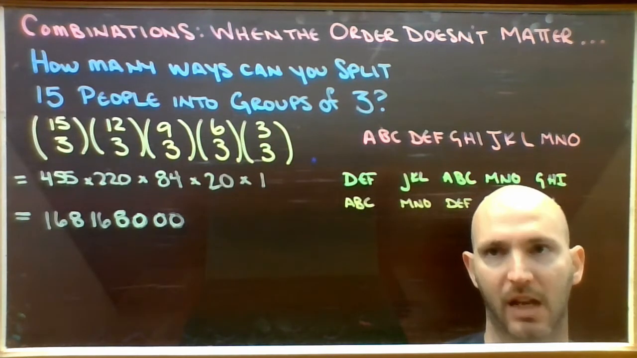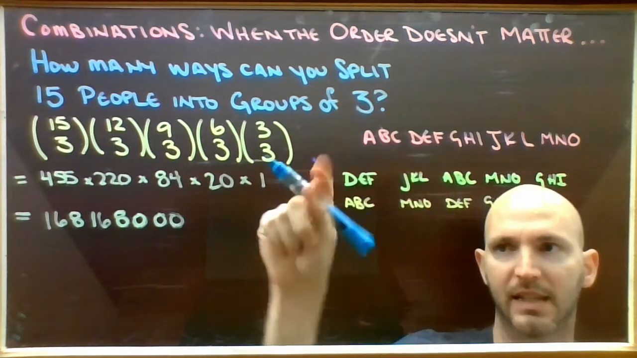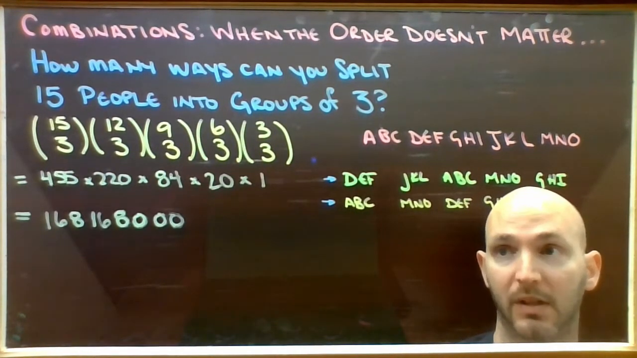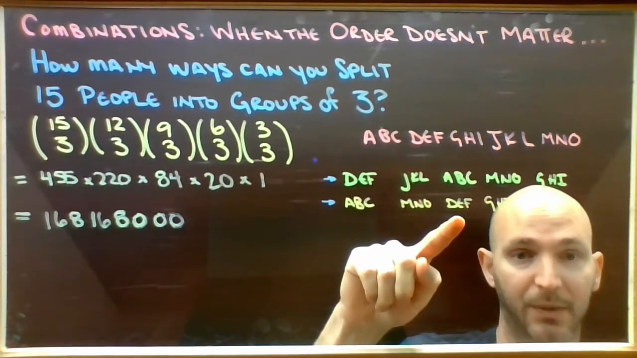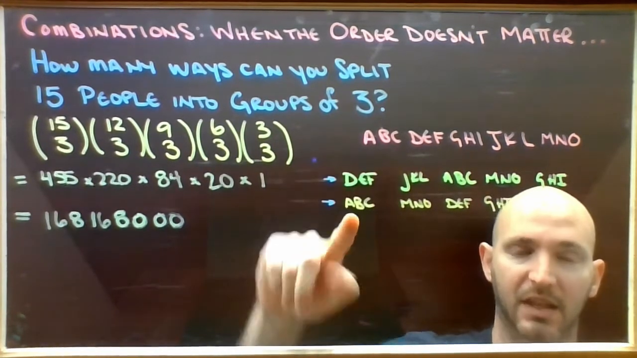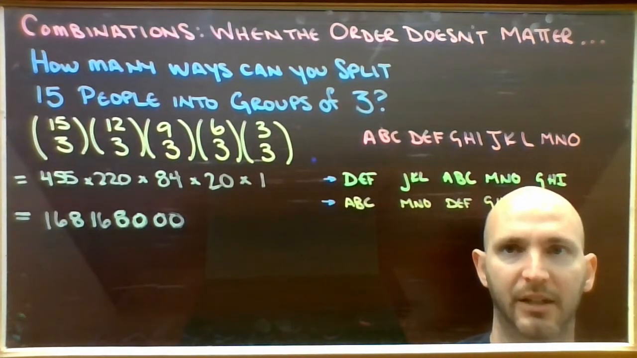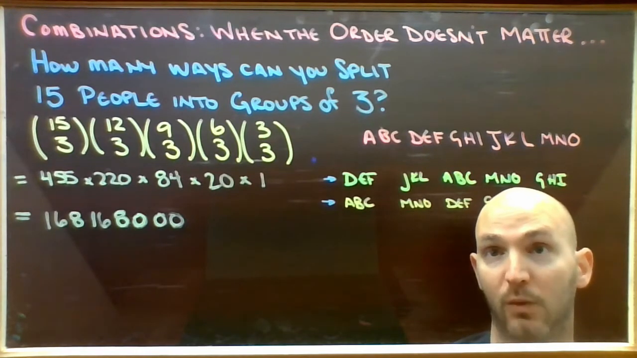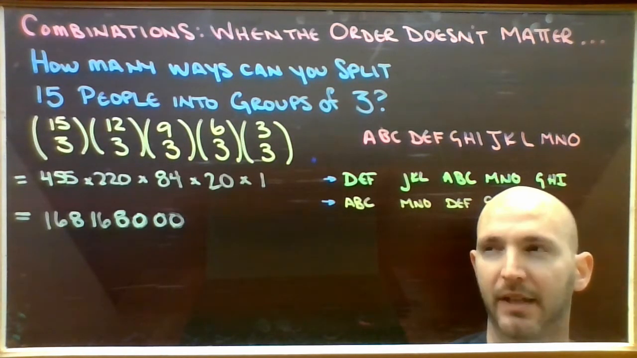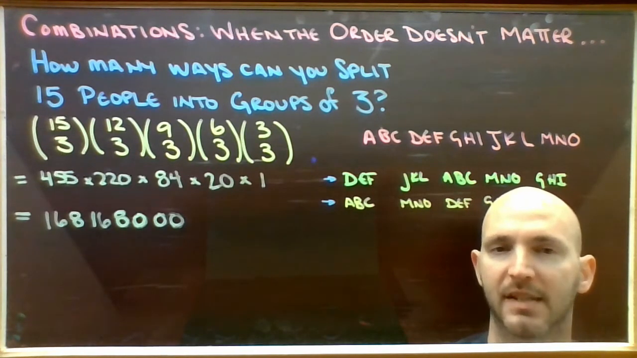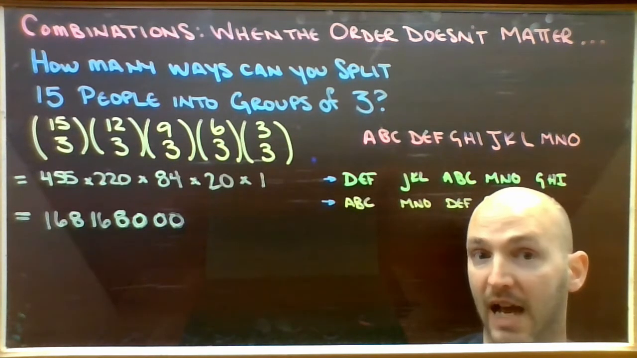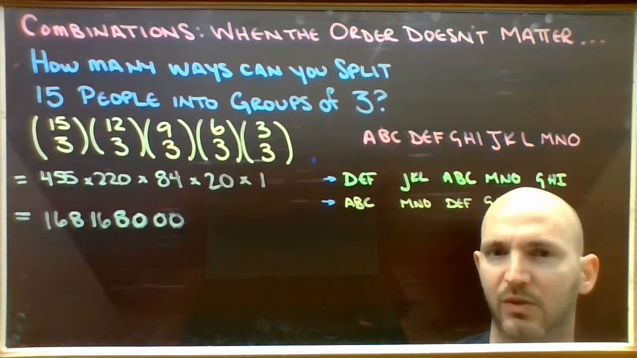But here's where the error lies. If I look at this set of groups here and this set of groups here, they're the same groups. D, E, and F are still together in a group. J, K, L are still together in a group. A, B, C are still together in a group, etc. The only thing I've done here is shuffle the order in which I made those groups. And this question doesn't say anything about ordering. It doesn't say that the first group is more important than the second group, or that the first group has more responsibilities or different tasks to do. They're supposed to be identical groups.